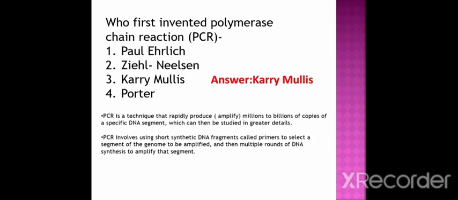PCR is a technique that rapidly produces or amplifies millions of copies of a specific DNA segment, which can then be studied in greater detail. It involves using short synthetic DNA fragments known as primers to select a segment of the genome to be amplified. Then multiple rounds of DNA synthesis amplify the segment.